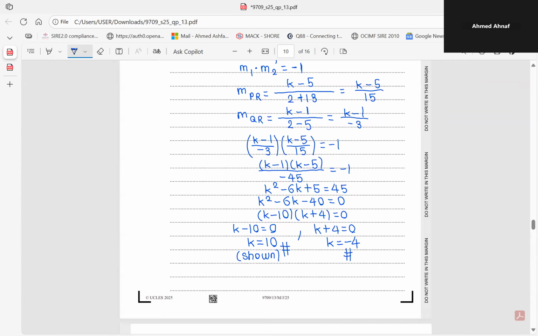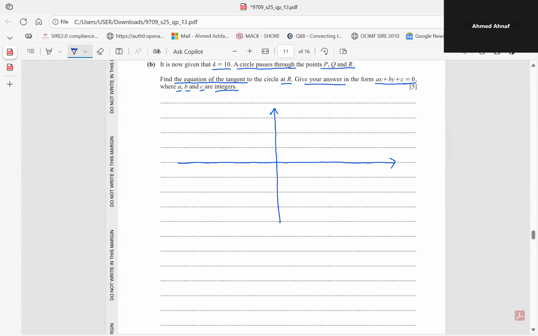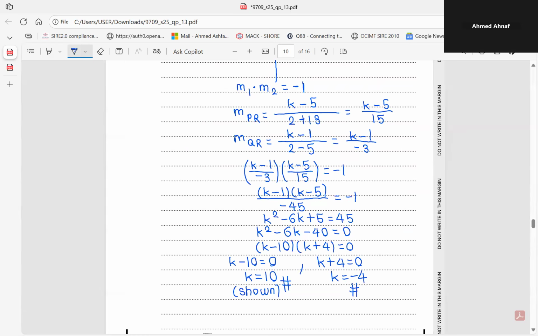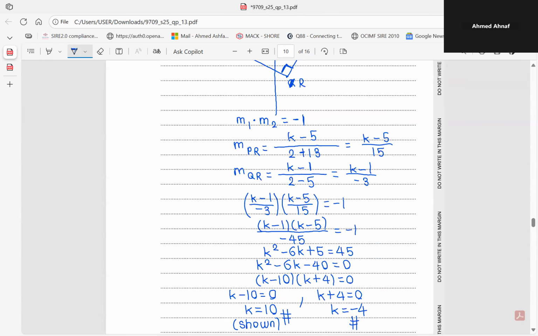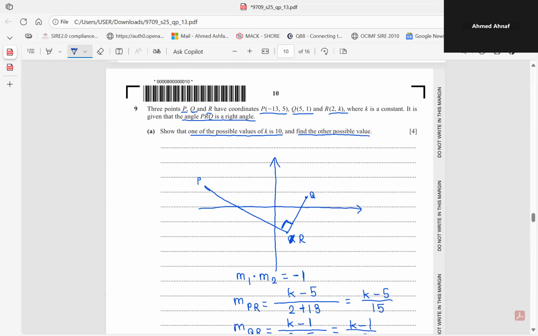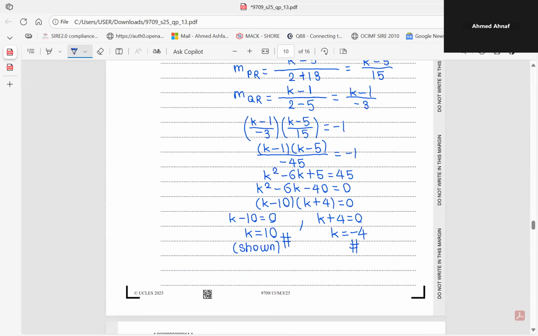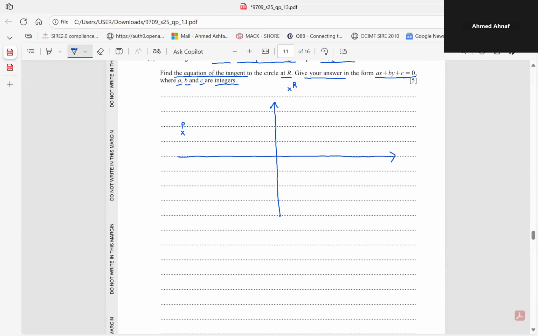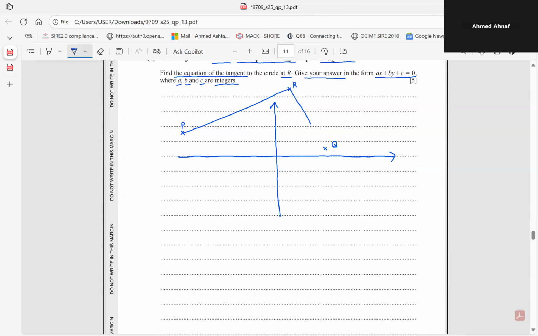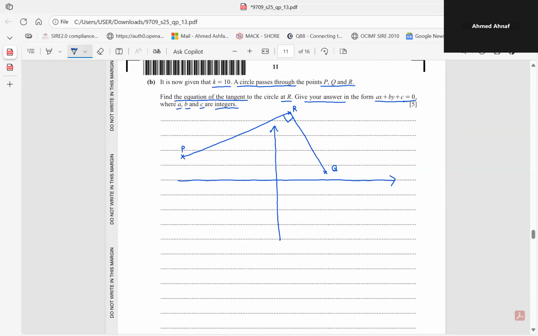Let's sketch. Point P is (-13, 5), so somewhere here, P, and then point R. Point R is (2, 10), so point R is all the way up there. And point Q is (5, 1), which is somewhere here. So this is PRQ. Okay, let me make this sketch a bit more accurate. So this is a right angle, and we're told that the circle passes through all these 3 points.